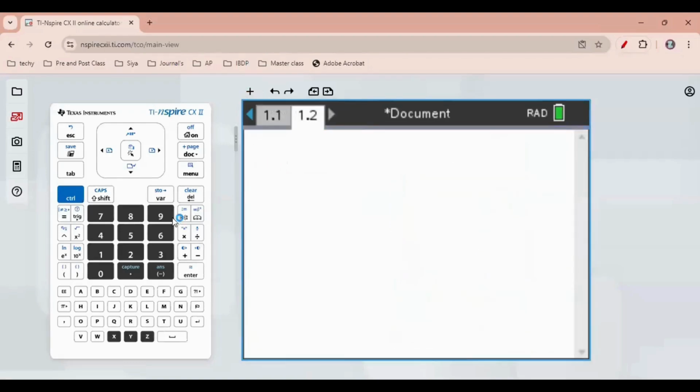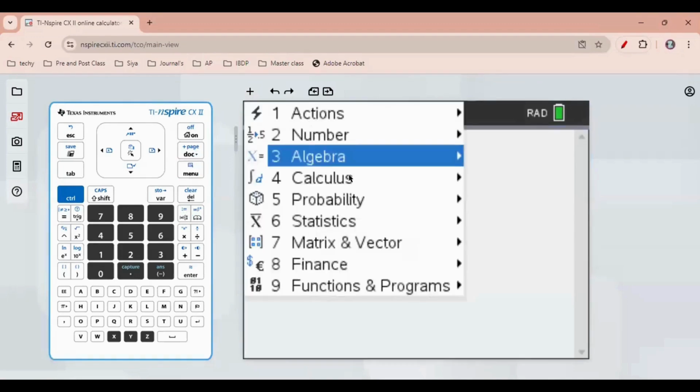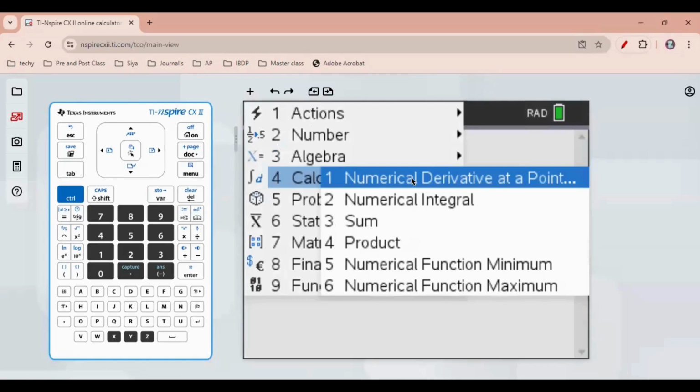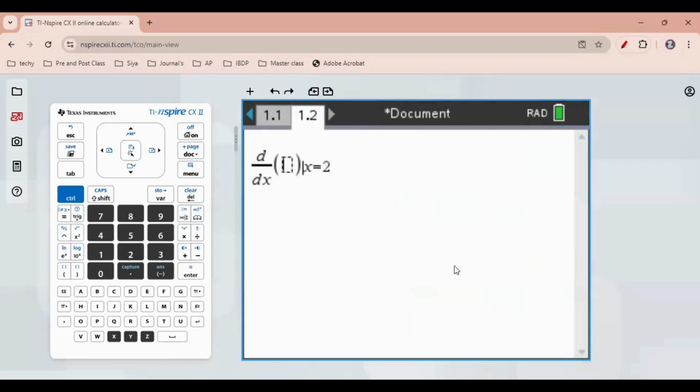Okay, using the calculator, we want the derivative at a point, right? So go to calculus, numerical derivative at a point; this will be suitable. Our variable is actually t, but we are solving, so let it be x here. At which point are we solving? When t is 2, that is, x is 2. We need the first derivative, so let it be as it is, and click OK.